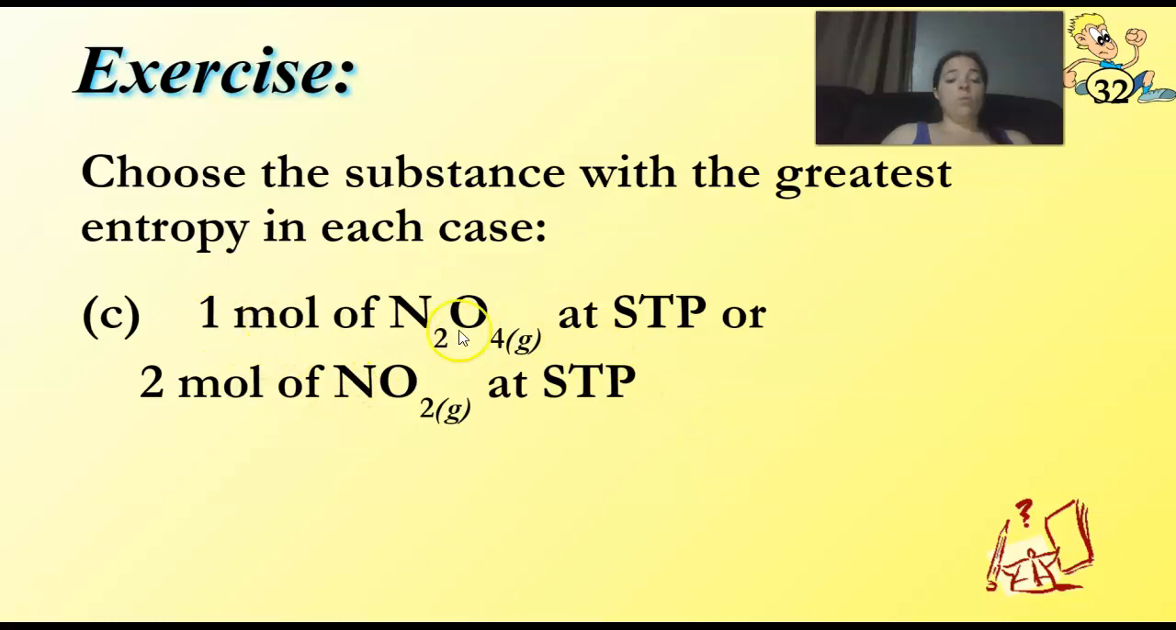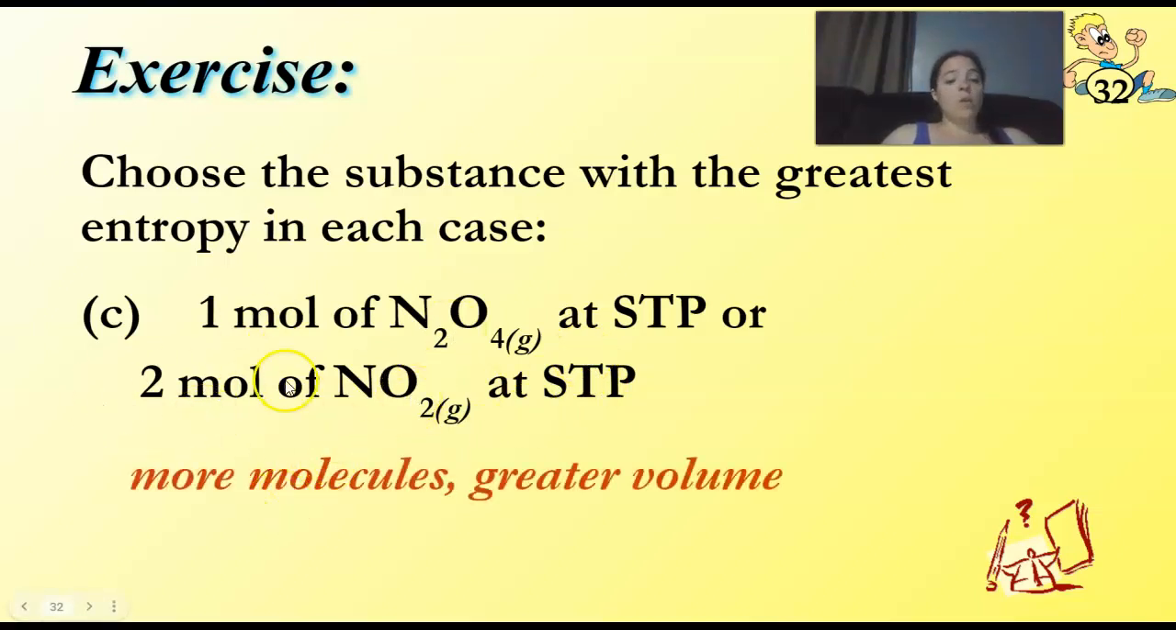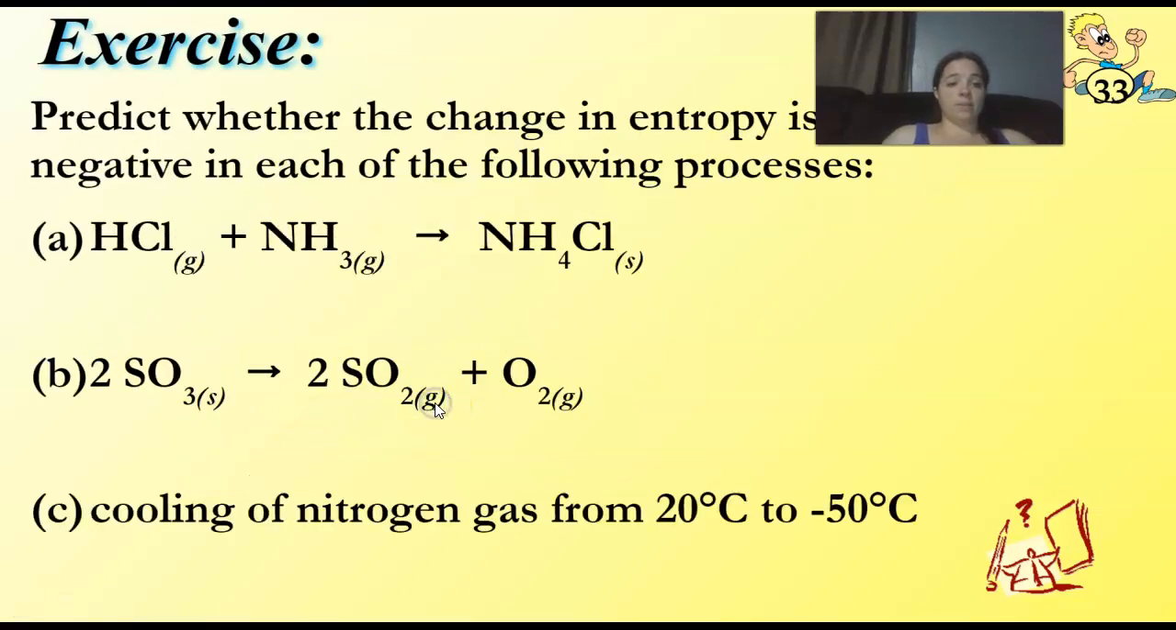All right. 1 mole of N2O4 at STP or 2 moles of NO2 at STP. Which one has greater chaos? They're both gases. One has more. More molecules, greater volume, more chaos.